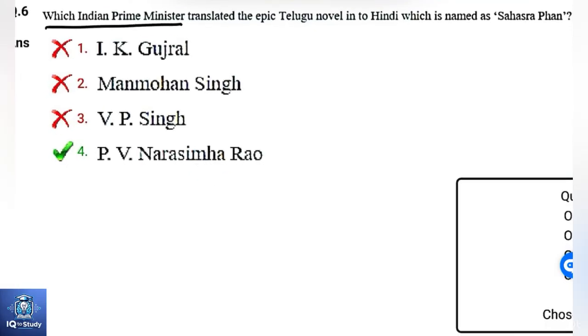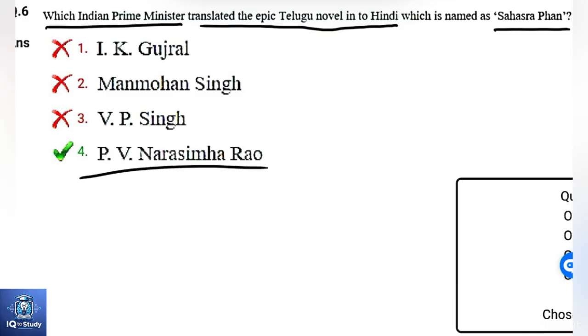Which Indian Prime Minister translated the epic Telugu novel into Hindi, which is named Sahasrapan? P.V. Narasimha Rao. The original novel was Veyi Padagalu and it was written by Viswanatha Satyanarayana. In the Hindi translation, P.V. Narasimha Rao translated it as Sahasrapan.